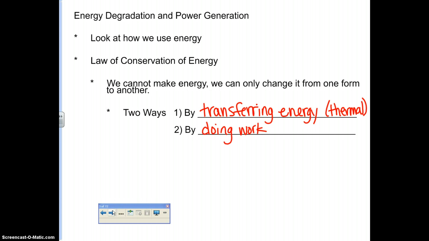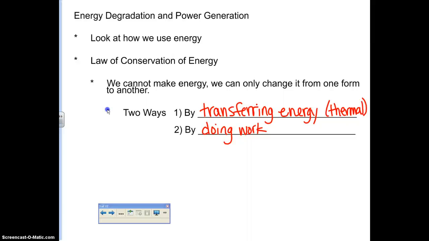Moving on from there then. Energy degradation and power generation still continued by the idea of the second law of thermodynamics here. This is what we look at how we use energy. We also talk about the law of conservation of energy. Therefore, we cannot make energy. We can only change it from one form to another. Two ways that we can do this is by transferring energy in a non-mechanical sense, such as thermal, i.e. heat energy, and by doing so, we are thus doing work.